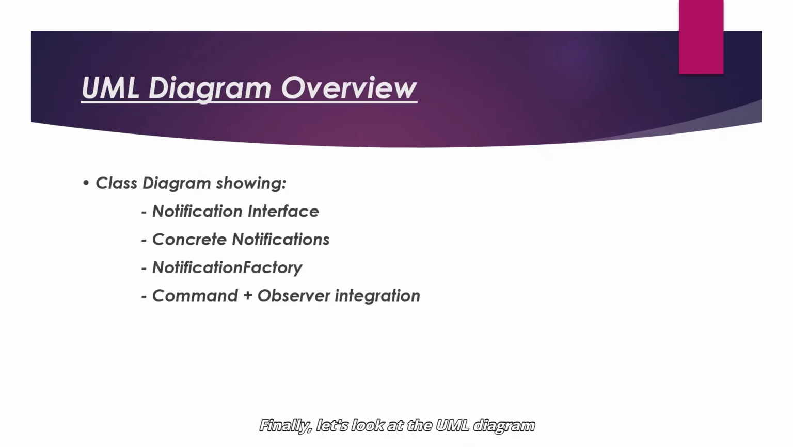Finally, let's look at the UML diagram summarizing today's work. You will see the notification interface and its concrete implementations like email and SMS. You will also notice the notification factory responsible for dynamically creating these objects. Commands are used to queue sending actions reliably. The observer system cleanly separates business events from the notification system itself. Study this guide diagram carefully. It's a blueprint for building robust, real-world, event-driven systems.